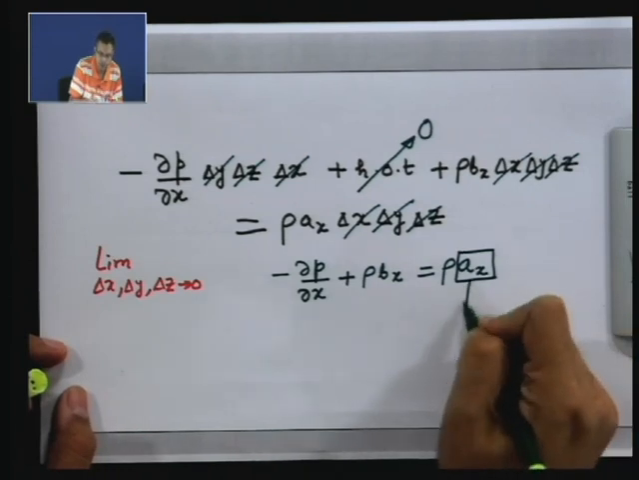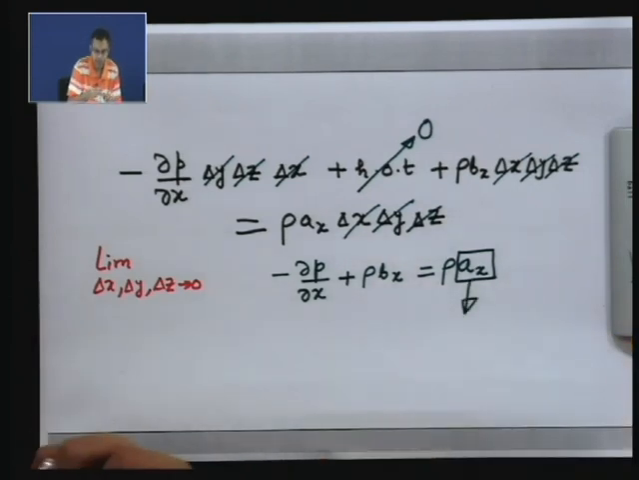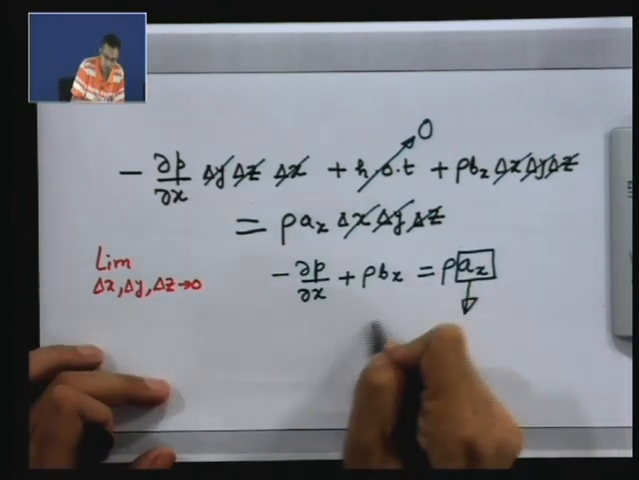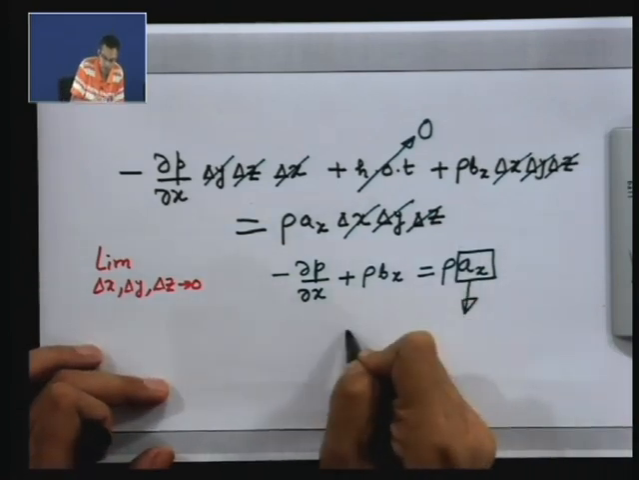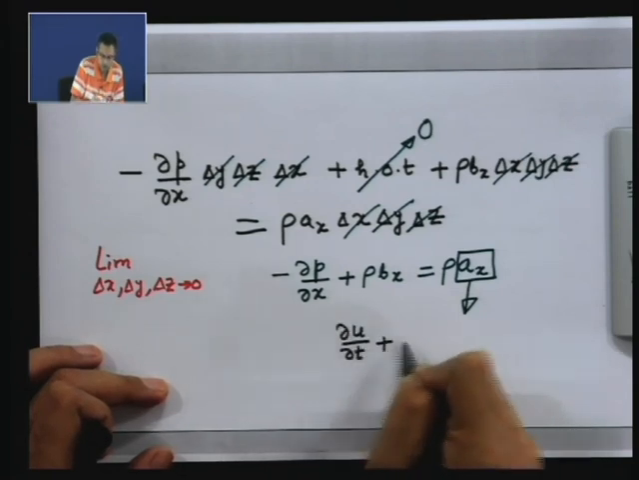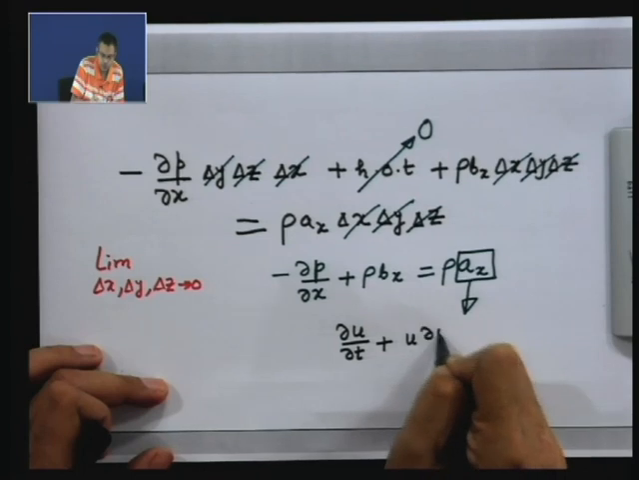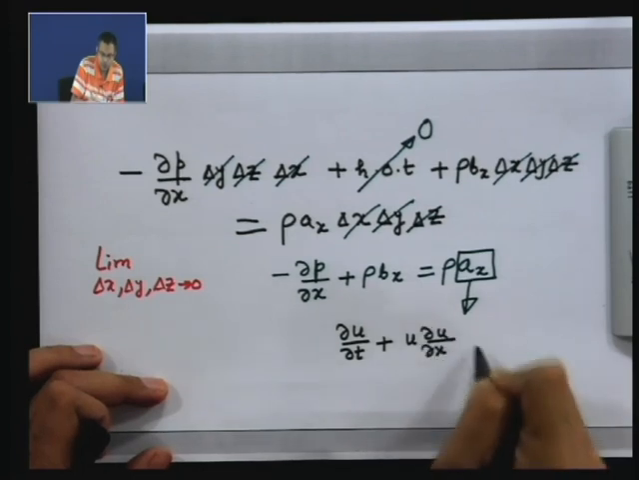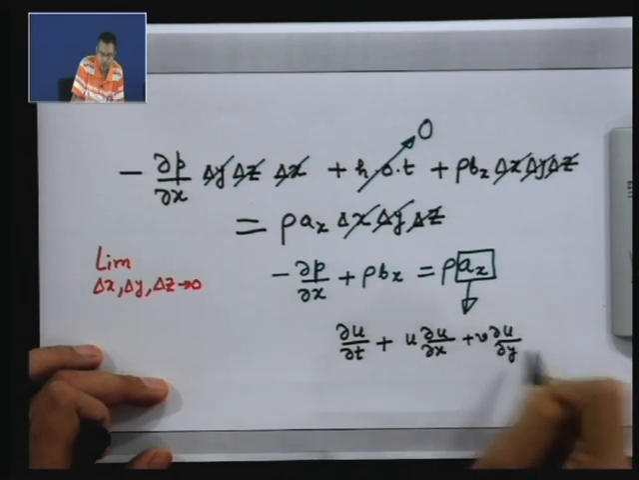So, what was it? What is Ax? Ax is nothing but del u del t plus u del u del x plus v del u del y plus w del u del z.